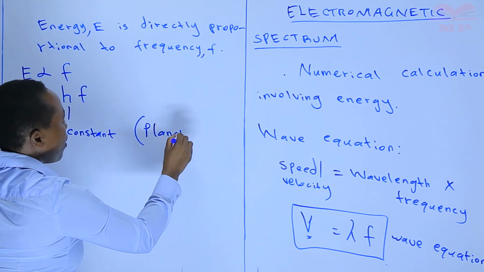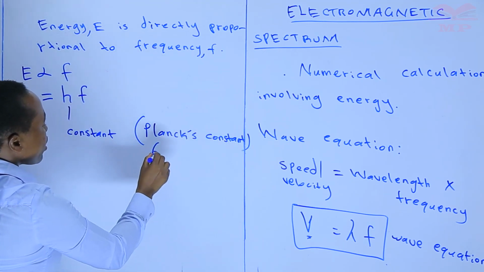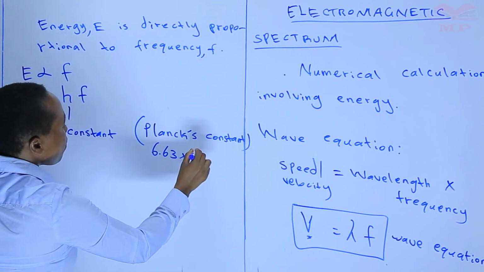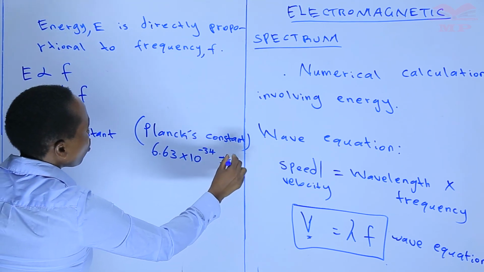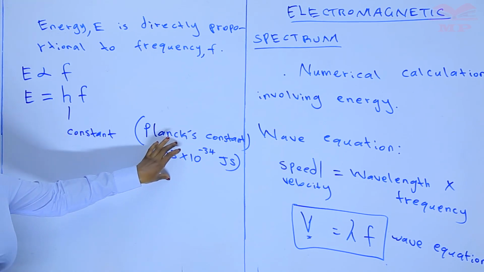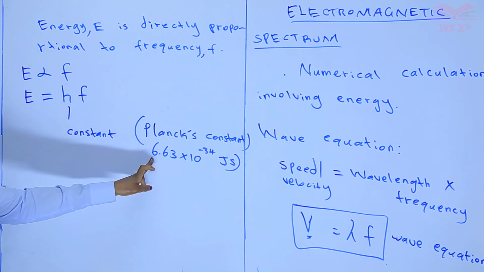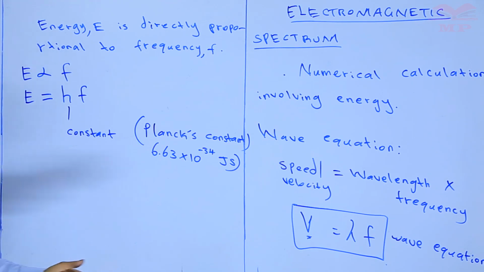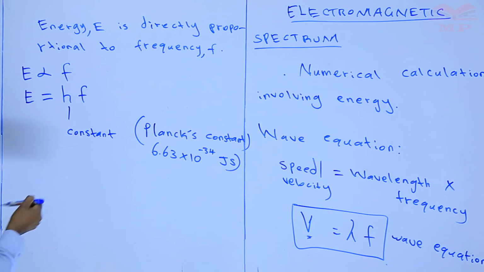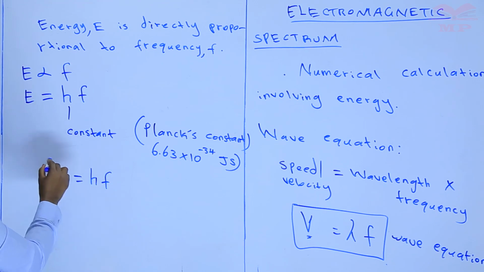We have Planck's constant, and it is approximately 6.63 times 10 to the power negative 34 joule seconds. You don't need to cram this one. Whenever you are given a question involving Planck's constant, you'll be given that constant. At times, they also give us 6.64 times 10 to the power negative 34 joule seconds. So that is it. Energy is equal to Planck's constant multiplied by the frequency.